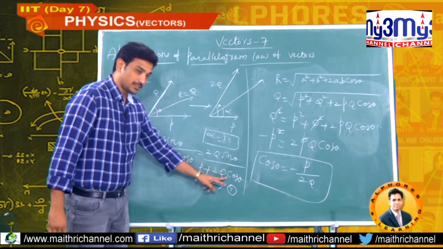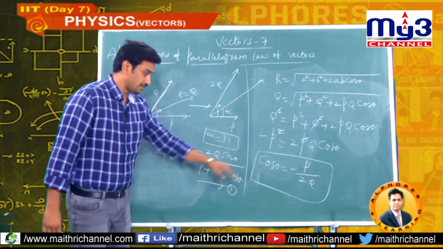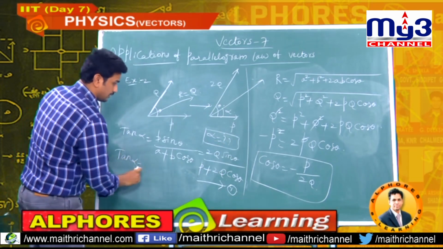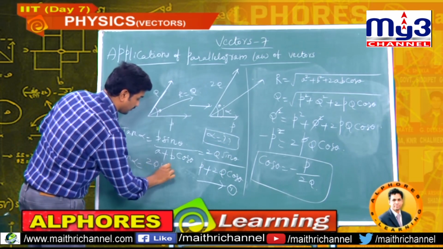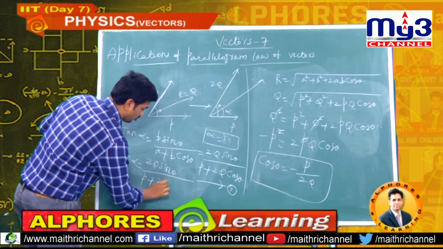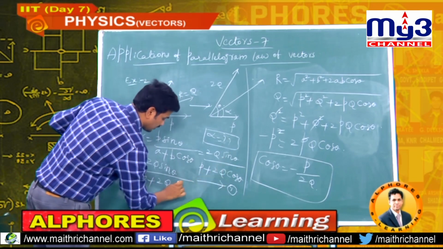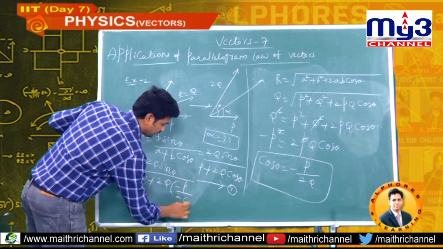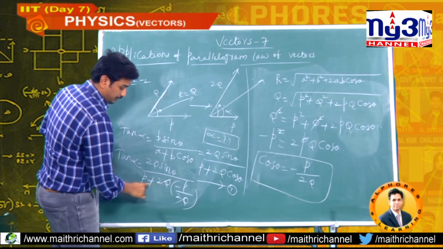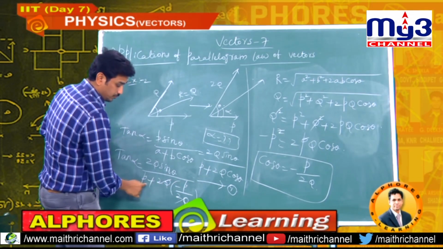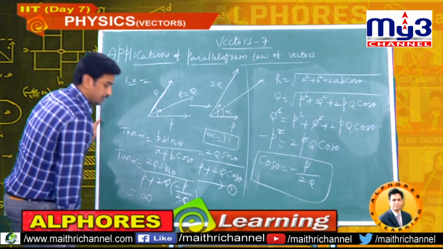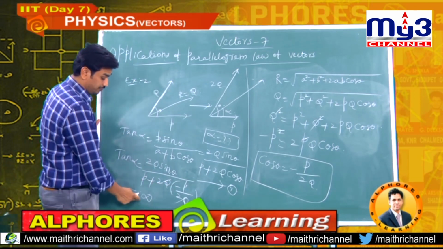Can I use this cos theta value? Shall I substitute the cos theta value and sin theta value, because I know the cos theta value. Now tan alpha is equal to, numerator 2Q sin theta, by P plus 2Q times cos theta, which is minus P by 2Q. See here, 2Q cancels. P minus P is 0. Denominator 0. Something by 0 is infinity. Anything by 0 is infinity.